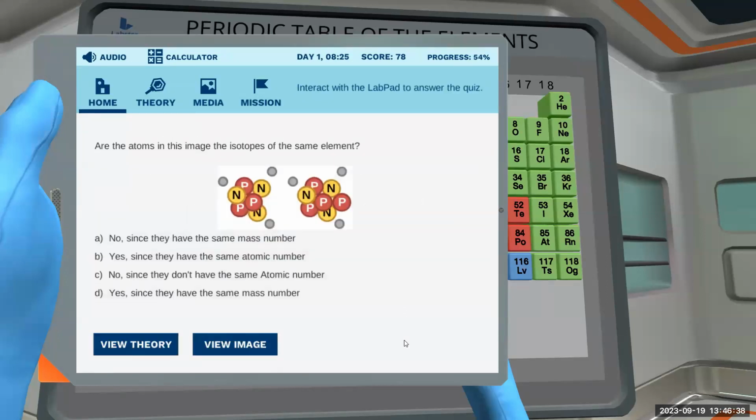Are the atoms in this image the isotopes of the same element? Option A, no, since they have the same mass number. Option B, yes, since they have the same atomic number. Option C, no, since they don't have the same atomic number. Option D, yes, since they have the same mass number.